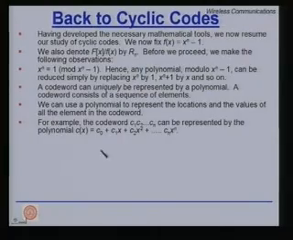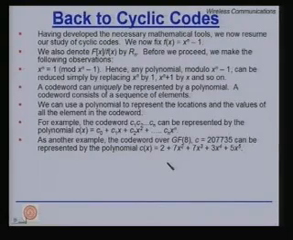So, for example, the code word C0, C1, C2 up to C(n-1) can be represented by the polynomial C0 plus C1x plus C2x squared up to C(n-1)x^(n-1). So, there is a 1 to 1 correspondence. Another example of a code word over GF(8), let us say, is 2 0 7 7 3 5. Then we have 2 7 7 3 5, because the 0 is missing, because it is 0 times x. So, you can uniquely represent any code word as a polynomial.